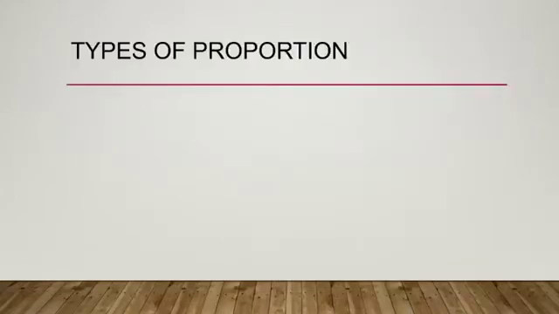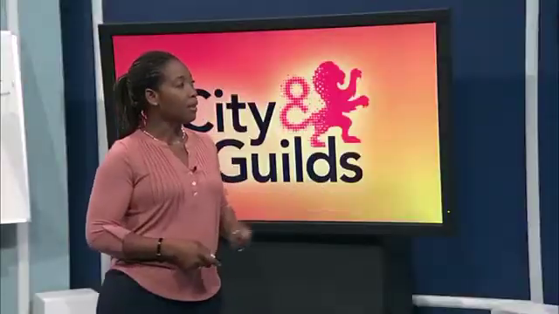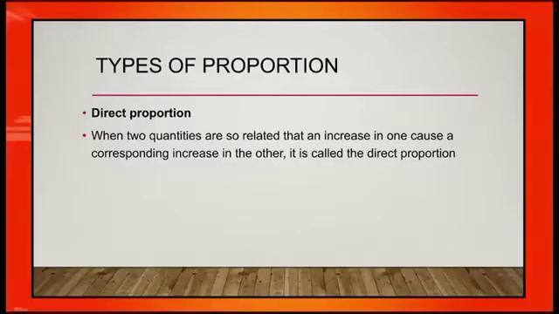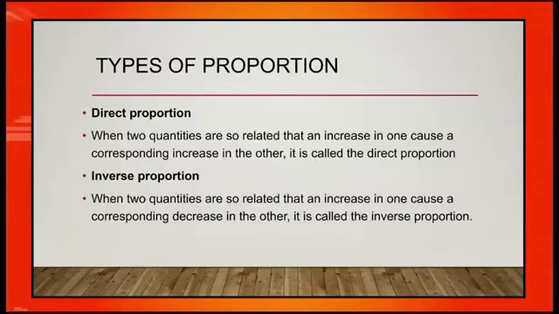All right, now types of proportion. Direct proportion: when two quantities are so related that when one increases, it causes a corresponding increase in the other. That is called direct proportion. On the other hand, you have what is called inverse proportion. When two quantities are so related that an increase in one causes a corresponding decrease in the other, it is called an inverse proportion. All right?